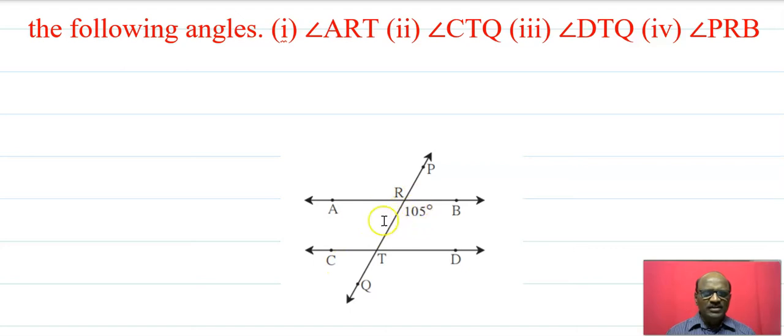Now these two angles are linear pair angles. Their sum is equal to 180. That is 180 minus 105. You will get the measure of angle ART is equal to 75. Therefore, the measure of angle PRB is also 75 because these are vertically opposite angles. The measure of angle PRA is equal to 105 because angle ARP is vertically opposite to angle BRT, and therefore we get all the angles in this way.